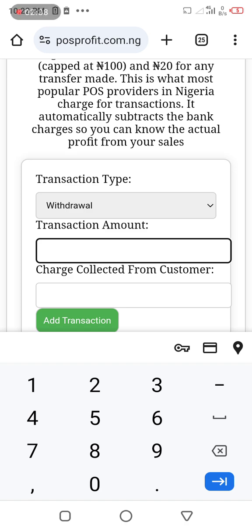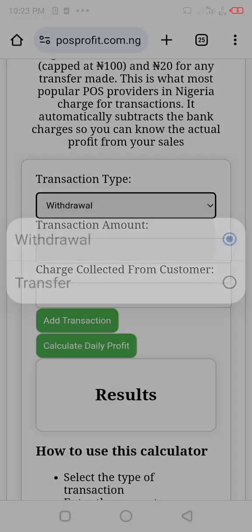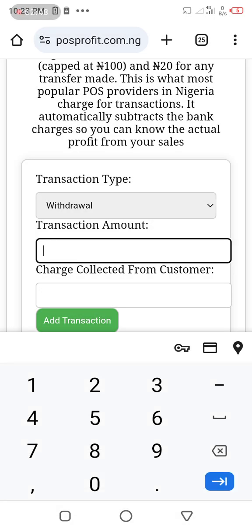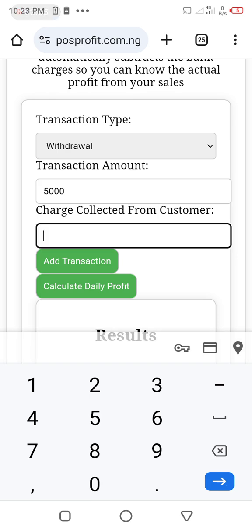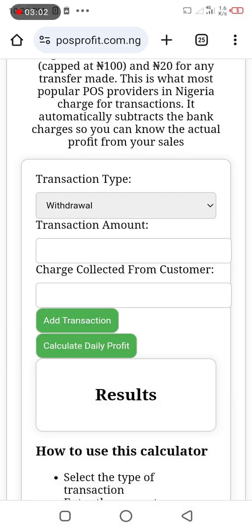Now let's say that the second transaction you did is also withdrawal. So you still leave it as withdrawal. Let's say that it is 5,000 naira withdrawal and you collected the same 100 naira from this customer. Now you click on add transaction. Once you put the amount and the charge, you click on add transaction to put another one.